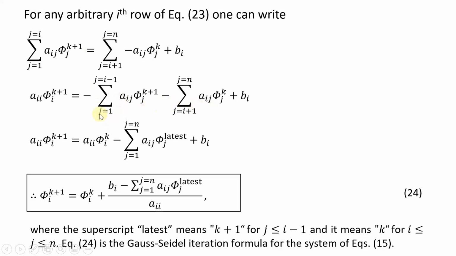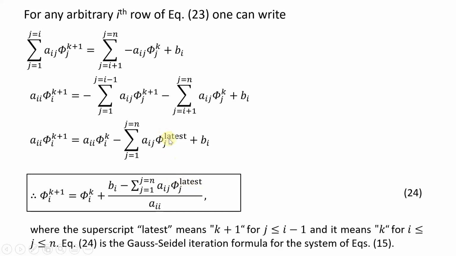Now here you see the summation convention is from j equal to 1 to j equal to i minus 1, and the second summation is from j equal to i plus 1 to j equal to n. That means it does not include the column corresponding to j equal to i. So we add and subtract the column corresponding to j equal to i, and that is how we get this equation. And when we divide this equation by the coefficient of phi_i, we get equation 24, which is the Gauss-Seidel iteration method.